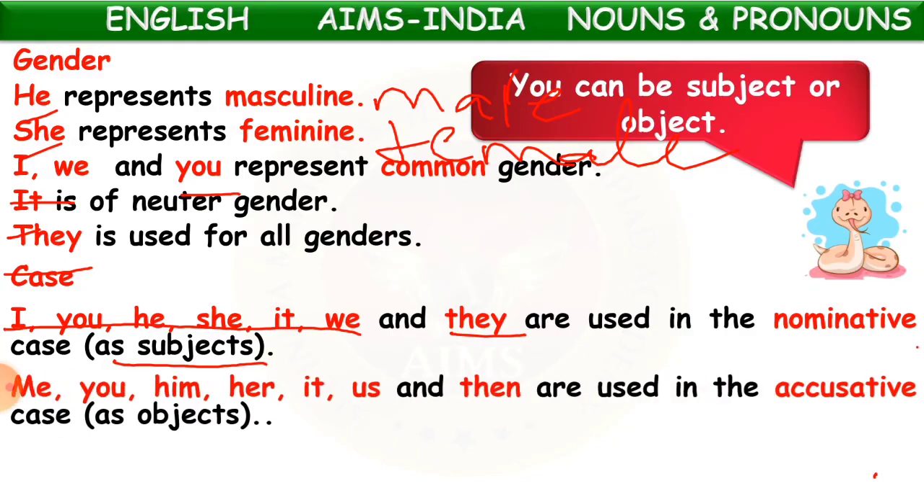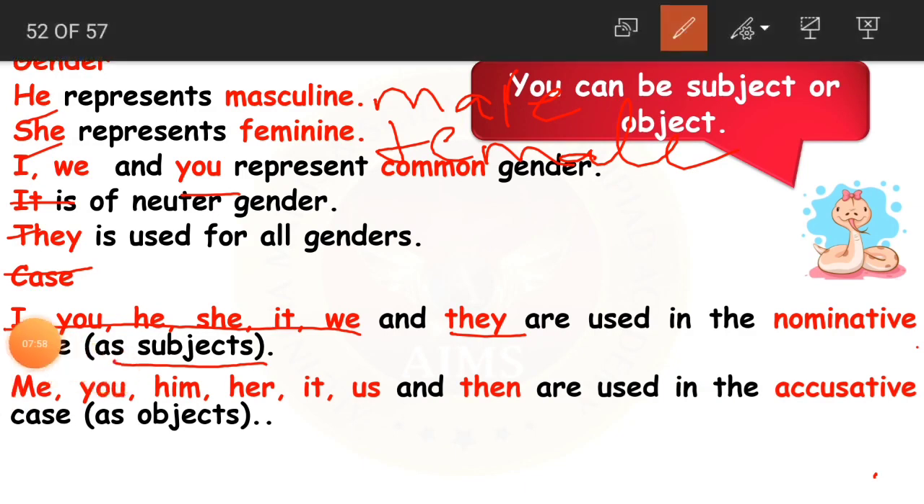And what about the accusative case here? They are me, you, him, her, it, us and them. Sorry, not then, it is them, T-H-E-M. Me, you, him, her, it, us and them are used in the accusative case as objects. All these pronouns are used as objects. That is why we call them the accusative case.